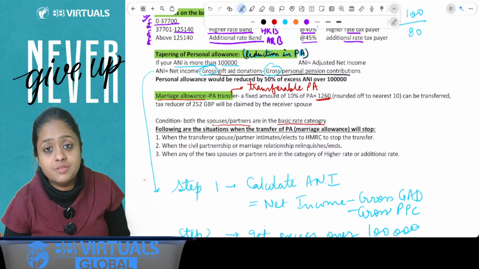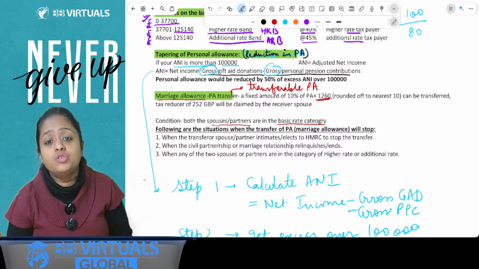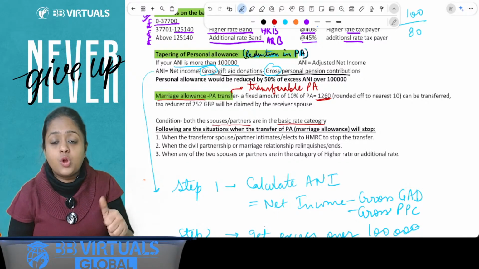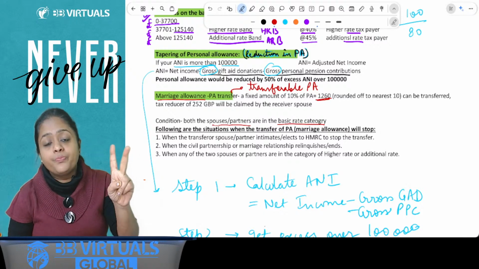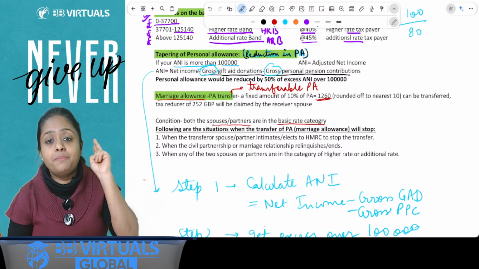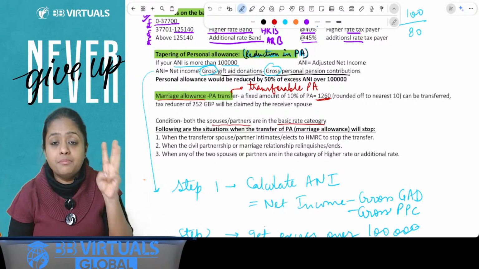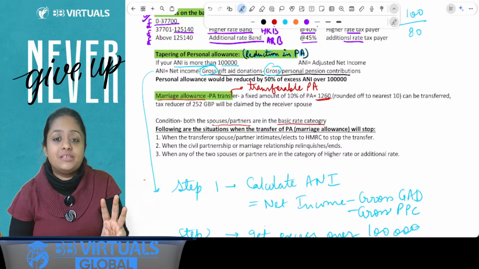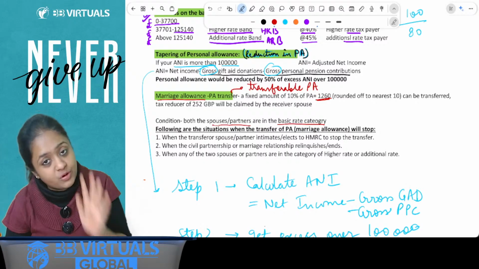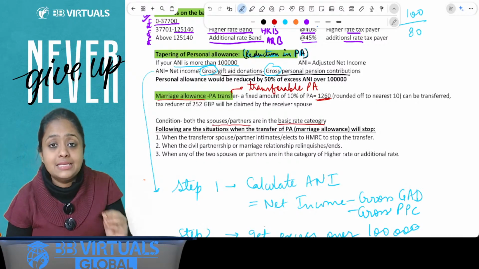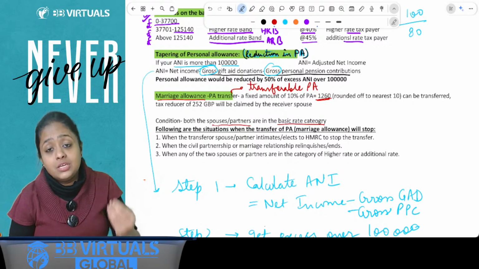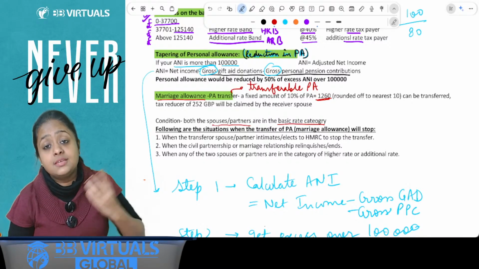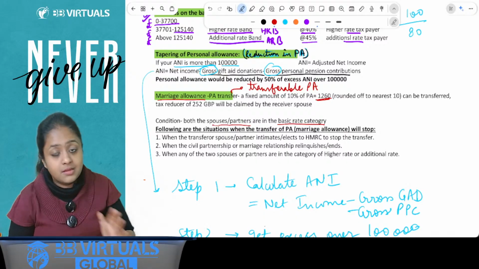So the question comes, ma'am, how will this be stopped if I want to stop? This will only be stopped, number one, when the alliance becomes over. Number two, when one of them crosses the basic rate band. Number three, when you notify HMRC that, look, I don't want to continue, I want to stop. So only in these three cases it will stop. Otherwise, if you don't stop, it will continue to apply year on year basis. Clear?